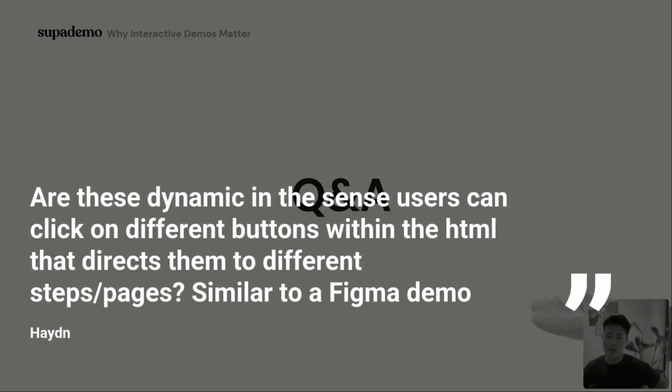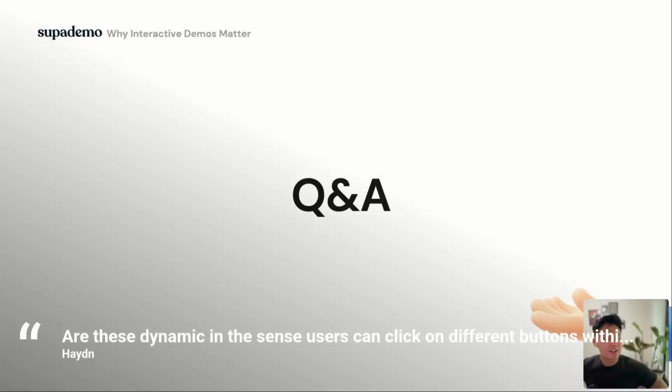Yes, Hayden, great question. Are these dynamic in the sense that users can click different buttons within the HTML and be directed to different pages? Exactly, that is exactly what the Sandbox demo is. All you do is click through the paths and you can link them automatically through our extension, or you can link them manually on the back end as well.